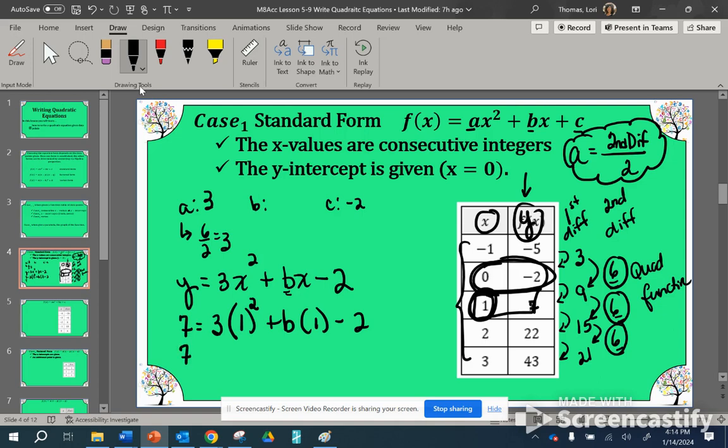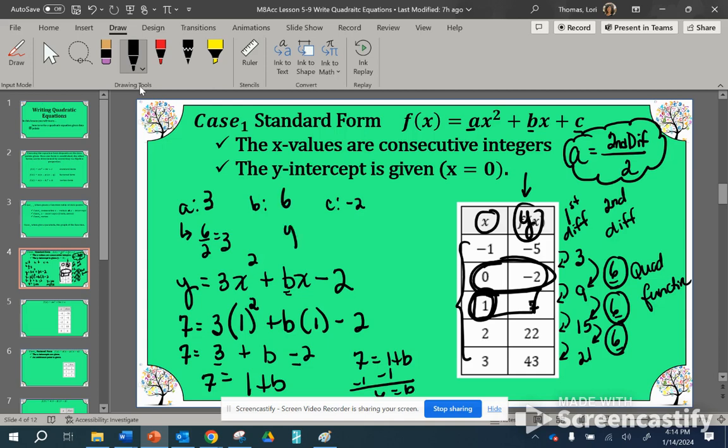So now we're just going to go through and apply our math properties. We're going to do order of operations. I square 1, that is 1, times 3 is 3. b times 1 is plus 1b, minus 2. We're going to combine our like terms. So we have 7 equals 3 minus 2 is 1 plus b. Now we are going to solve for b by isolating, and we're going to subtract 1 from both sides. And our b value is 6.